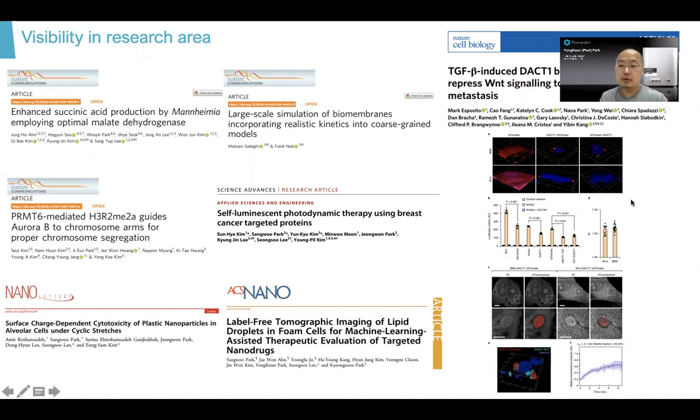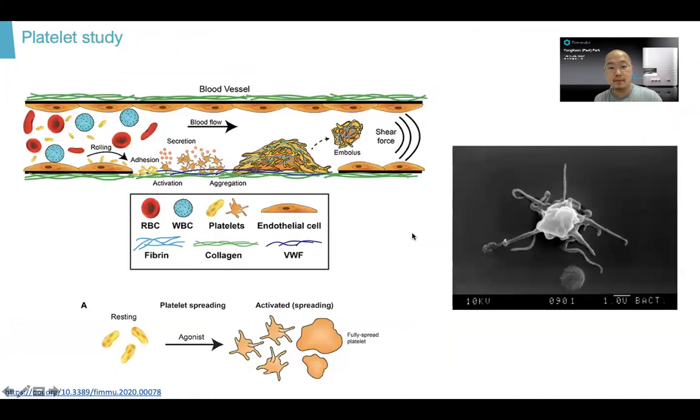And a couple of weeks ago, the group in Princeton used our machine for the study of the relationship between phase separation in cell biology and cancer metastasis, published in Cell Biology as a cover article.